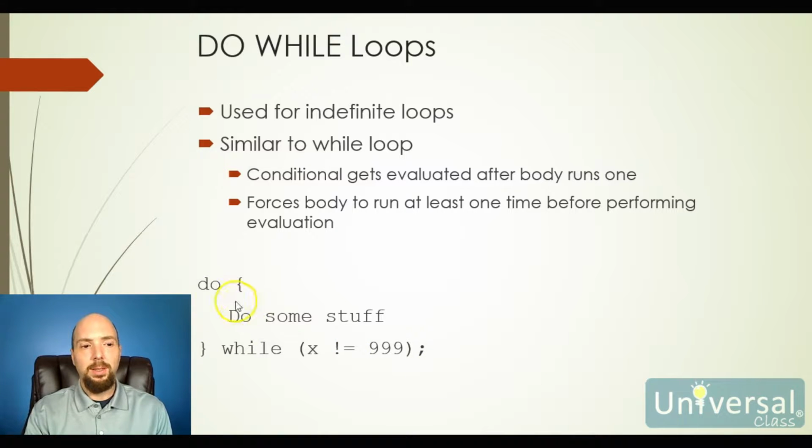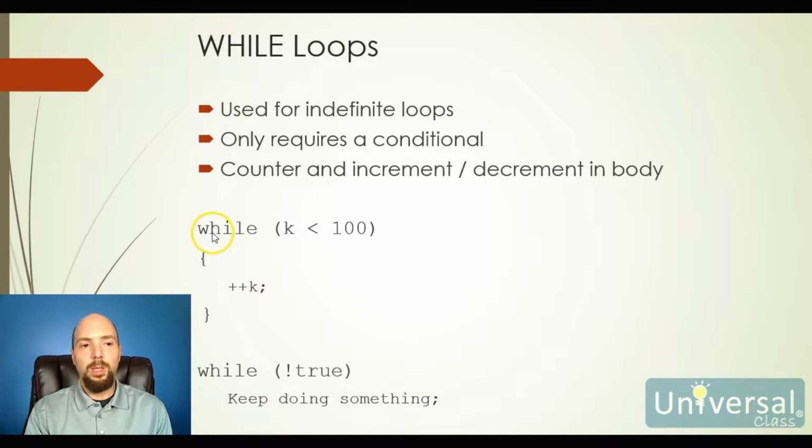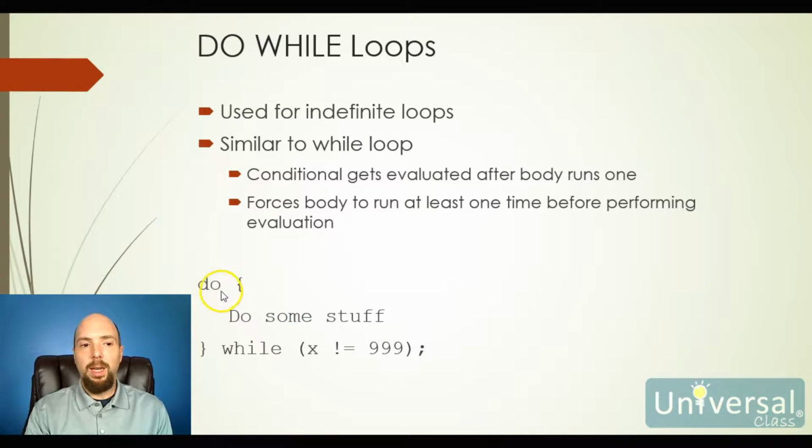So the difference is, in a while loop, we say while k is less than 100, do all of this stuff. In a do loop, we say, hey, do this stuff here, and then evaluate to see if this is true or not. So the while condition is at the end, after it actually performs the body of the loop one time.